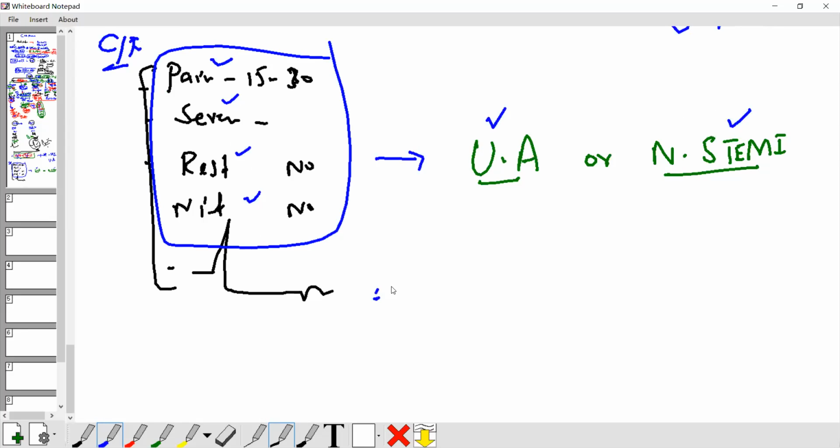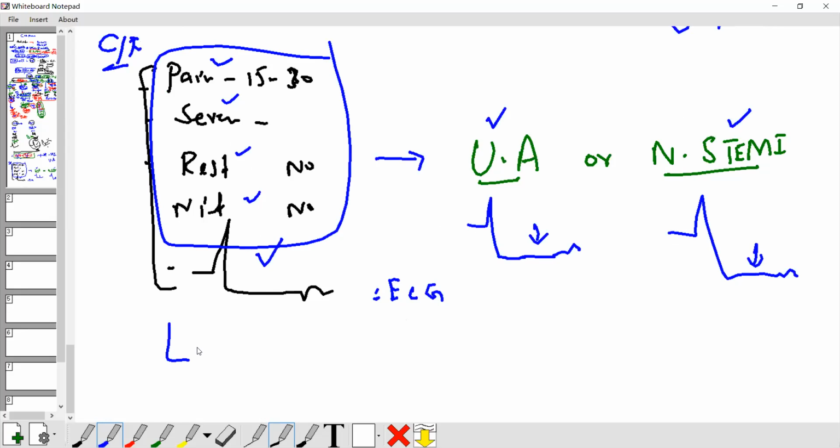You perform the ECG. What happened in the ECG? ST depression. Also here the ST segment is depressed below the line. Here again the ST segment is depressed below the line. So from the ECG you are still not able to diagnose. What do you need here? You need the help of lab. Understand? In angina, in unstable angina, is there any necrosis?